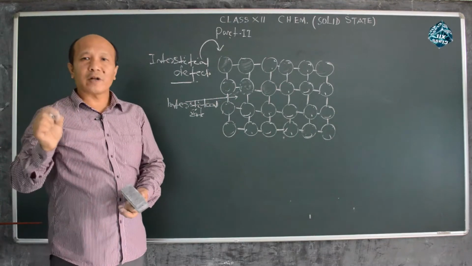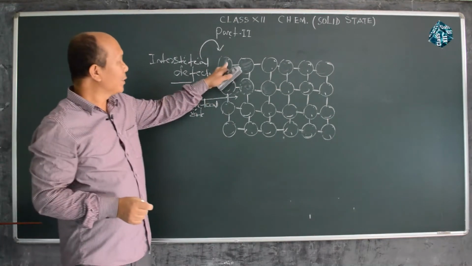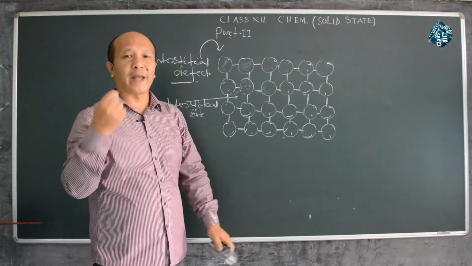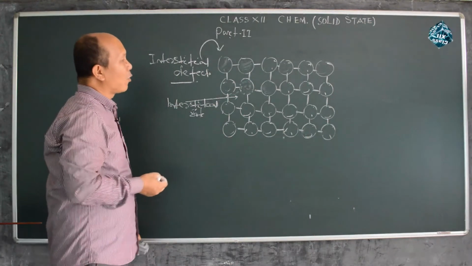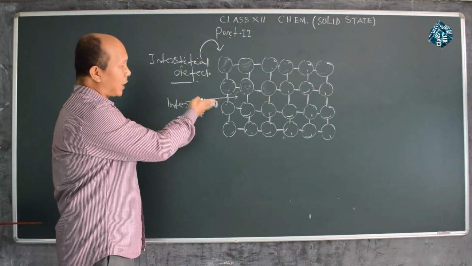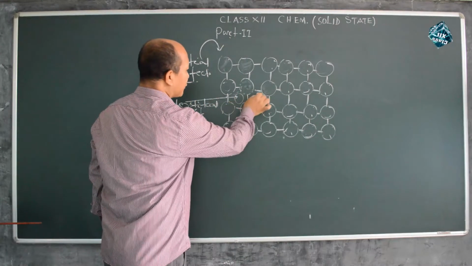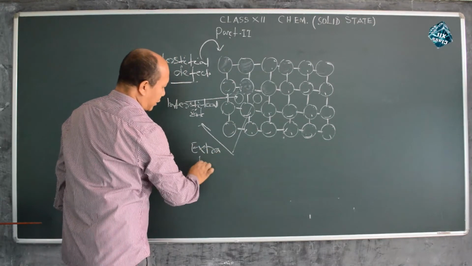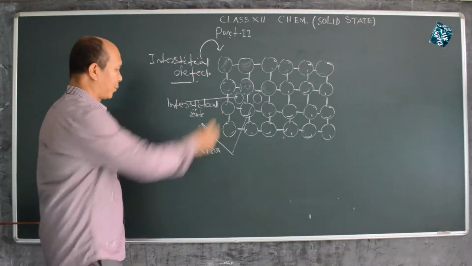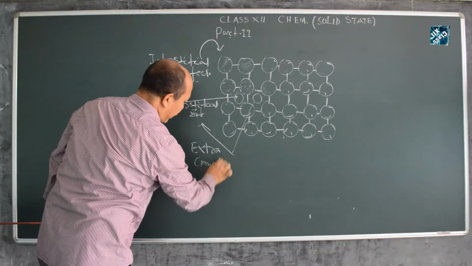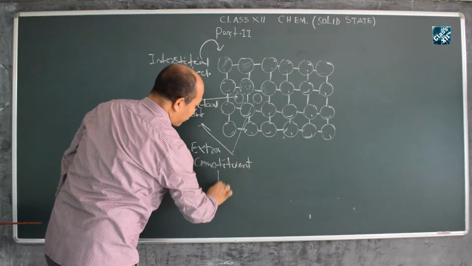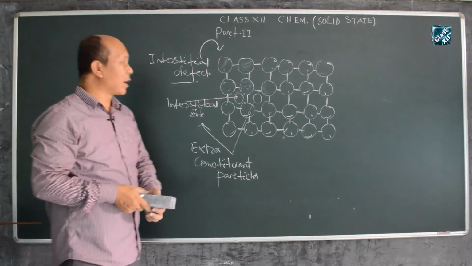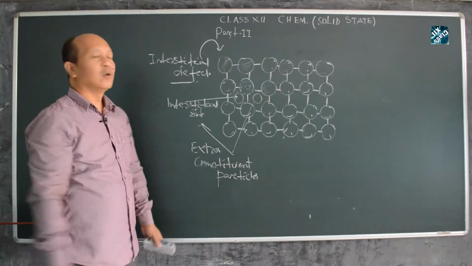Some extra constituent particles occupy the interstitial sites. Normally the constituent particles are at lattice sites, and some extra particles occupy the interstitial sites. These extra constituent particles are located in the interaction sites, and that type of defect is simply called an interstitial defect.